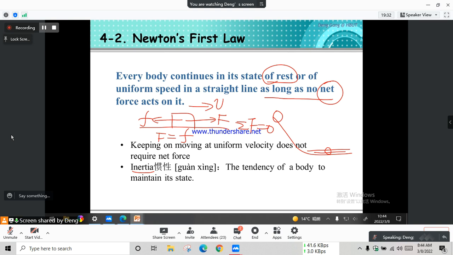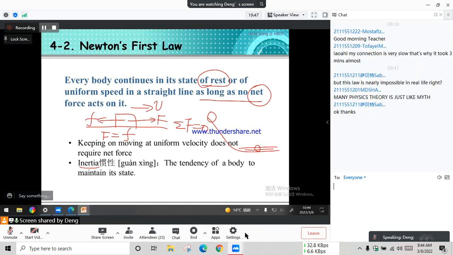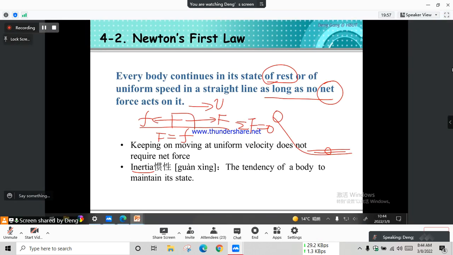Okay, so inertia, 惯性, is a property of everything. Everything wants to keep its state. Not just the motion, but just like if the environment is convenient for you, you want to keep that, right? So everything tends to keep its state, and this is called inertia, or 惯性.